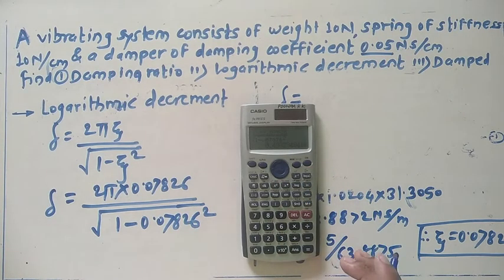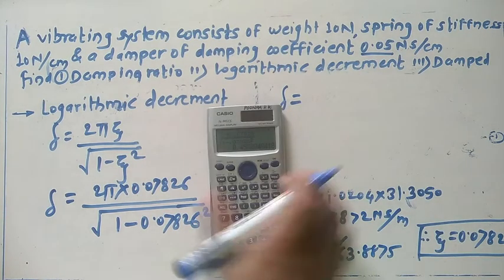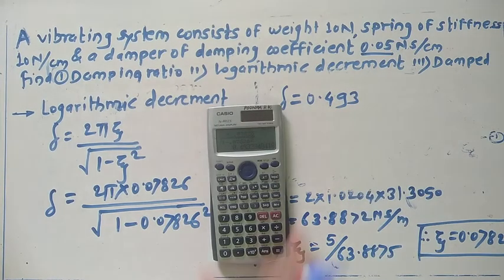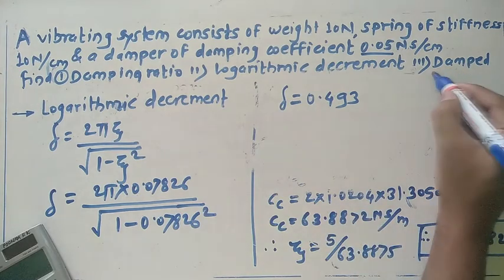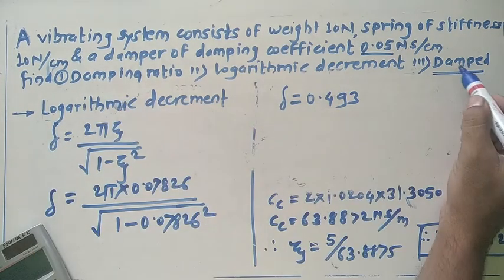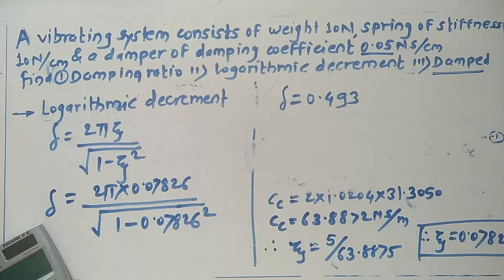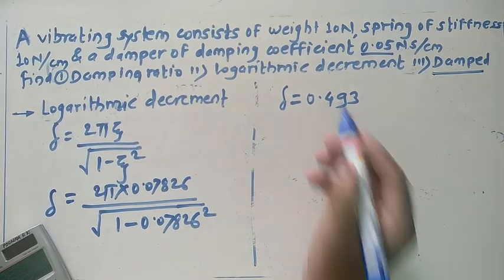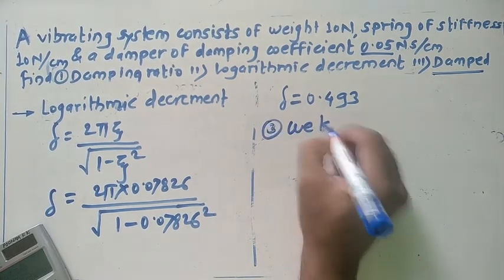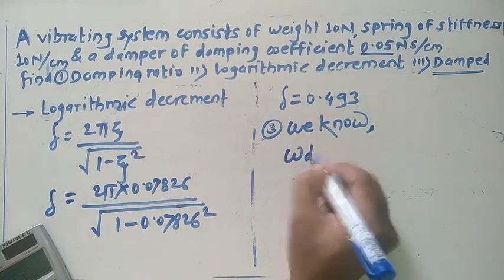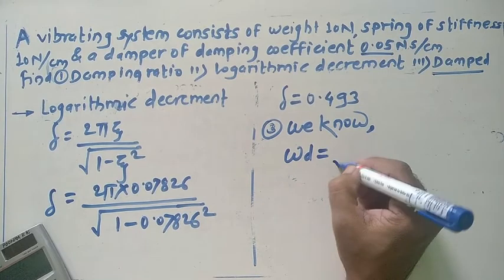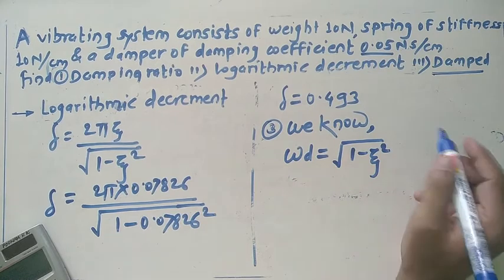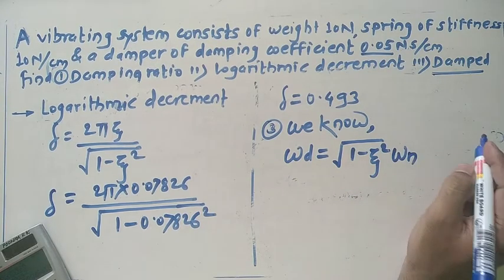So delta after calculation, you can get 0.493 in this way. Okay, so what's about the next part? Time natural frequency. Okay, this is the third part asked in the problem. So damped natural frequency, we know the relation between damped natural frequency and natural frequency of the given system. This is the relation with us, square root of 1 minus zeta square into omega n. In this way, the relation with us.